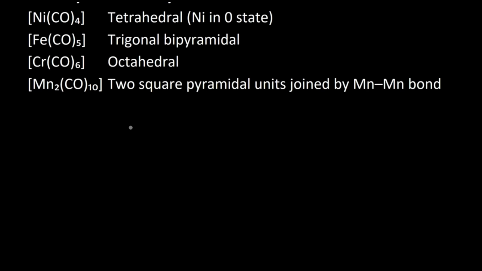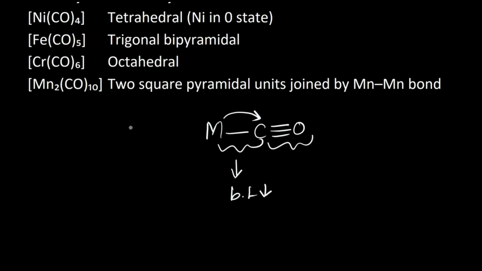Also think about one thing. Let's imagine this one. This is giving another gift, no? So due to that, what will happen? The bond length decreases between metal and carbon, and the bond length increases between carbon and oxygen, because carbon is moving towards the metal. So that type of question can also be asked.